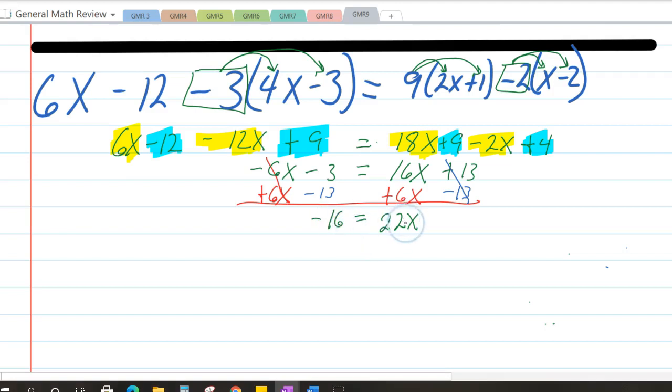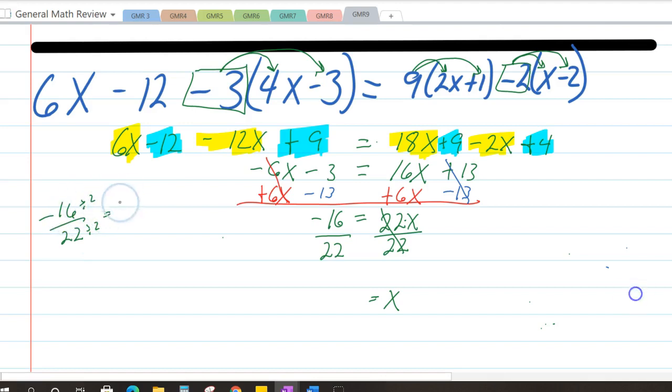Now the opposite of multiplying by 22 is to divide by 22. What I do to one side, I do to the other. These cancel out, and that leaves me with x is equal to -16 over 22. But I know that can reduce. So as a side problem, -16 over 22, I try to reduce these. I can divide both by 2 because they're both even.